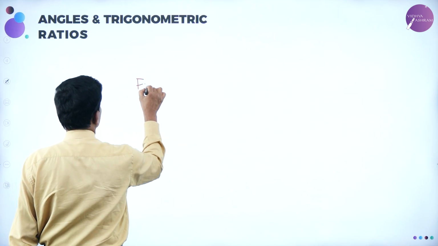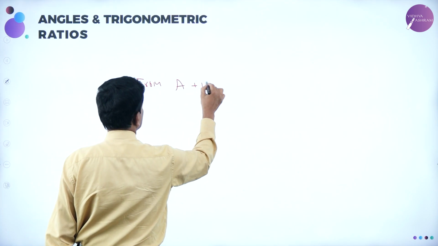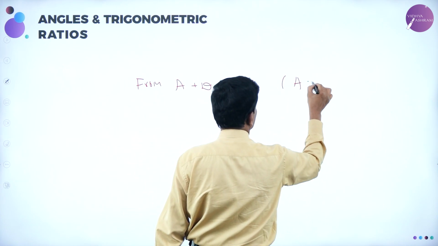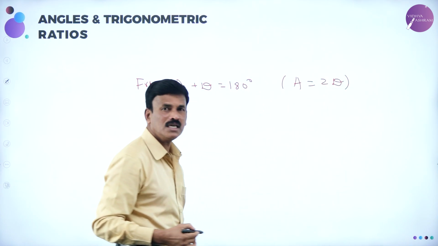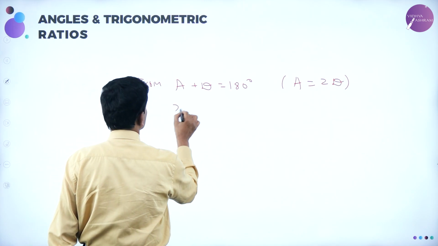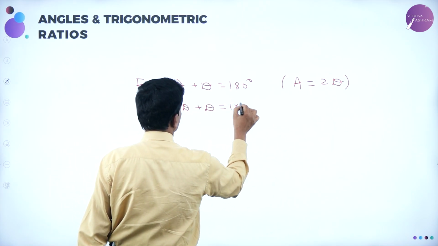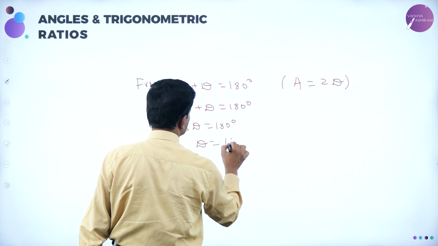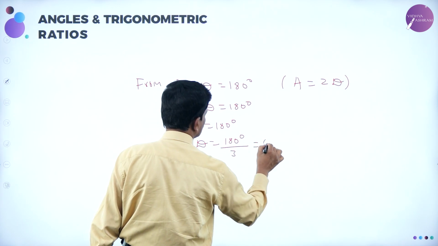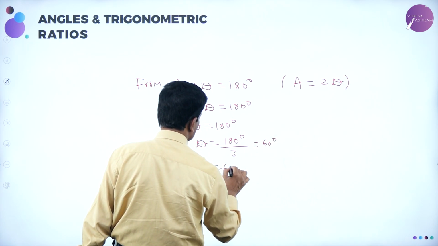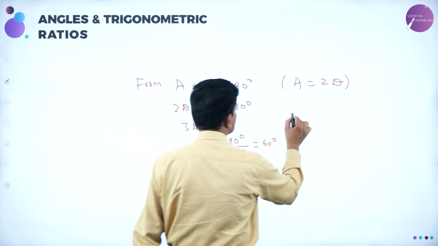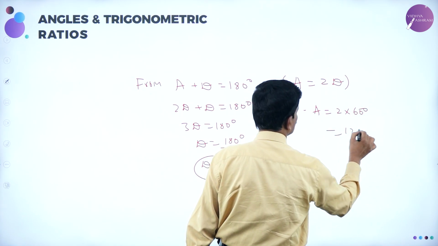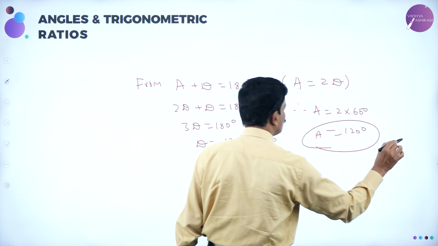From A plus D is equal to 180 degrees, and given the greatest angle is double the least, A is equal to 2D. Substitute here: 2D plus D is equal to 180 degrees. 3D is equal to 180. Therefore, D is equal to 180 divided by 3, that's equal to 60 degrees. Now substitute: A is equal to 2 into 60, that's equal to 120 degrees.